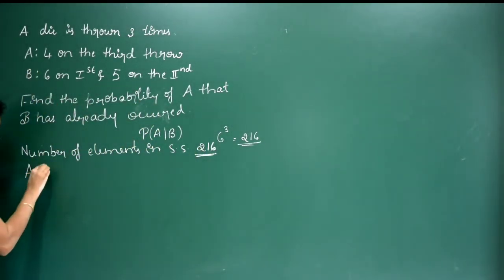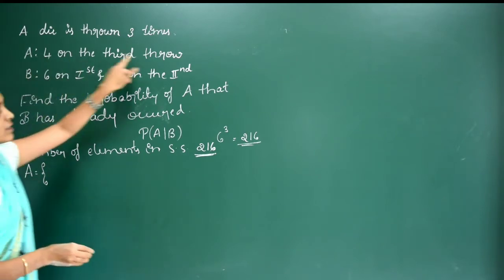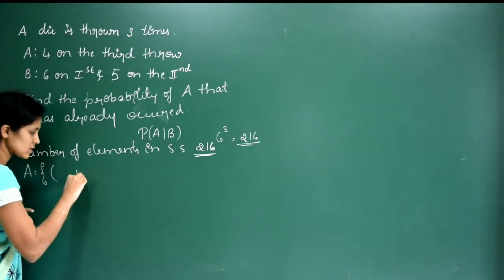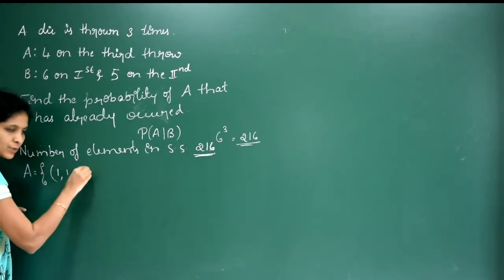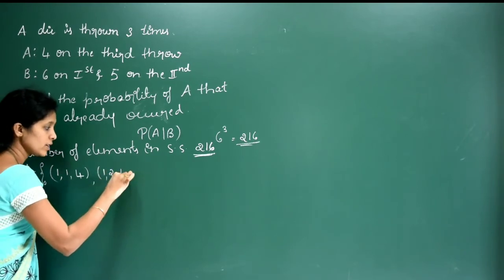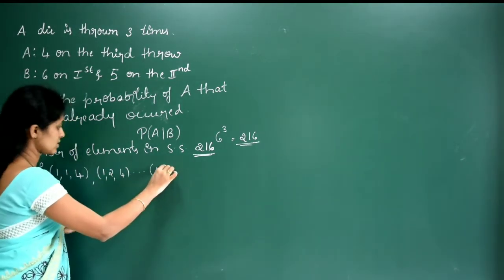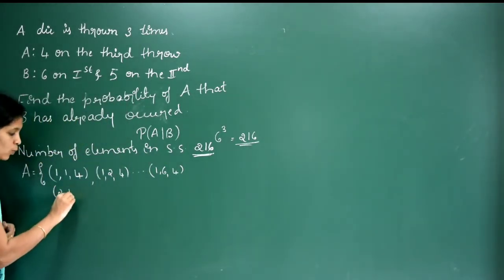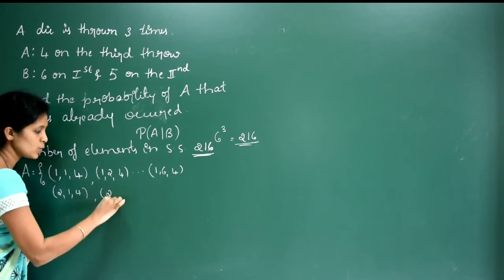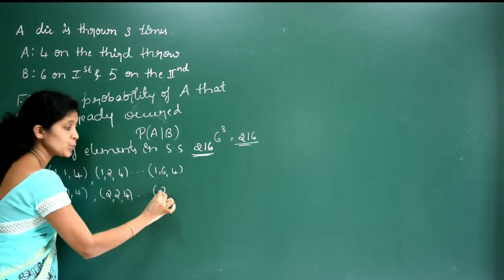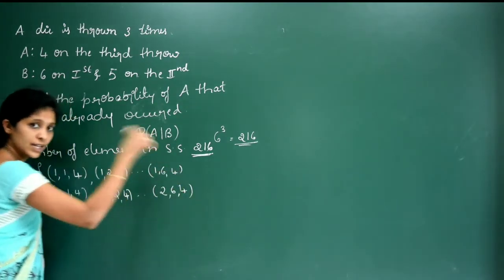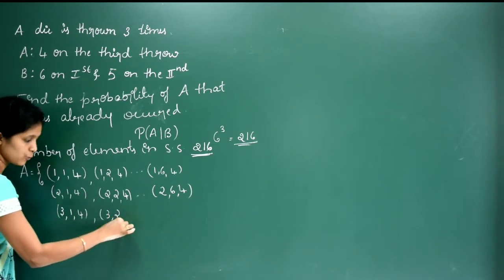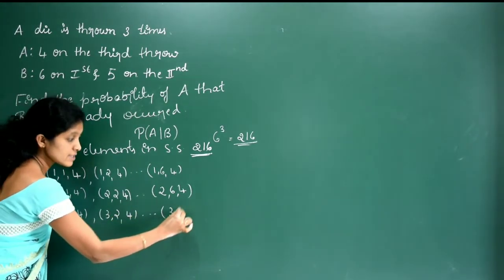Now can we list the first one? A is equal to, first one, see here, 4 on the third roll. So 4 on the third roll, 4 is fixed. What are the possibilities? I can write 1, 1, 4 or 1, 2, 4, right, till 1, 6, 4. This is one possibility. Another possibility I can write 2, 1, 4, 2, 2, 4 till 2, 6, 4. Next, similarly we can write 3, 1, 4 or 3, 2, 4 till 3, 6, 4.